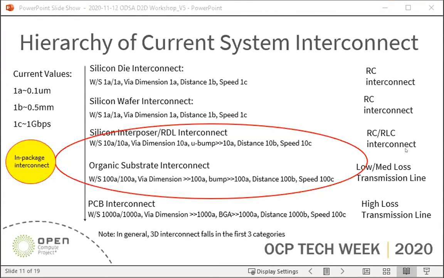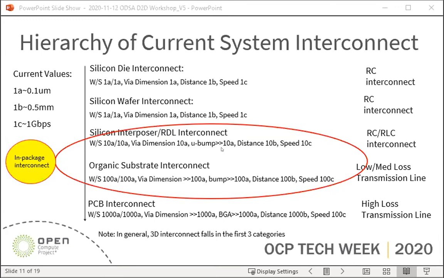So we see actually a quantitative and qualitative jump. The wires become wider and space becomes also wider. So it's roughly a factor of 10. So the via dimension also grows in this case, or actually it could be multiple vias. And we need to introduce another important factor. It's microbumps, whose dimensions are even more than 10x.